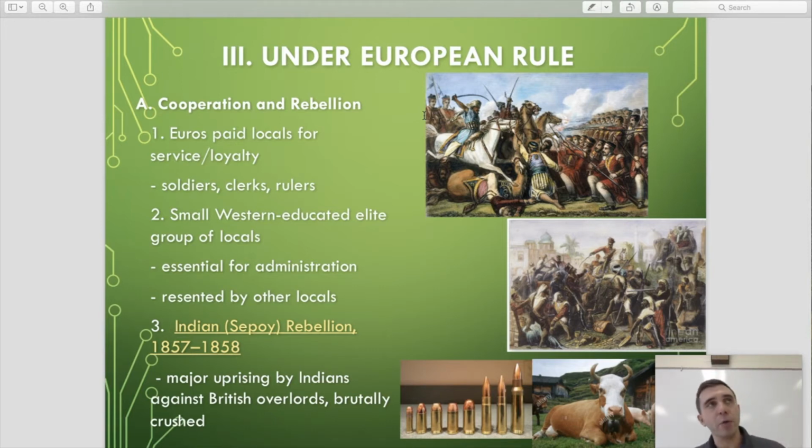And so they're going to pay locals for service, for their work, and also to keep them loyal to the British, the French, whoever. They'll employ them to be soldiers, clerks, like in the administrative offices, or rulers. And they'll pay off local rulers, tribal leaders, or things like that, to have them be loyal to the British or French or whoever's in control, the Dutch. And then it makes it easier to take control over a region because the local leaders are backing the Westerners. They will also actually provide education to some as well.